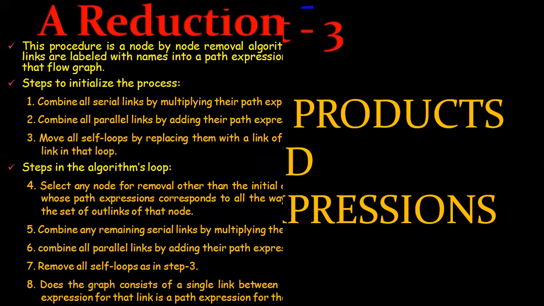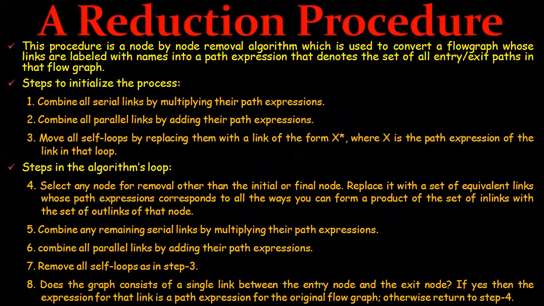Okay, so in this session we present a reduction procedure for converting a flow graph whose links are labeled with names into path expressions, denoted by the set of all entry and exit paths in the flow graph. This procedure is a node by node removal algorithm, wherein we are removing node by node. That is the reason we call it a node by node removal algorithm.